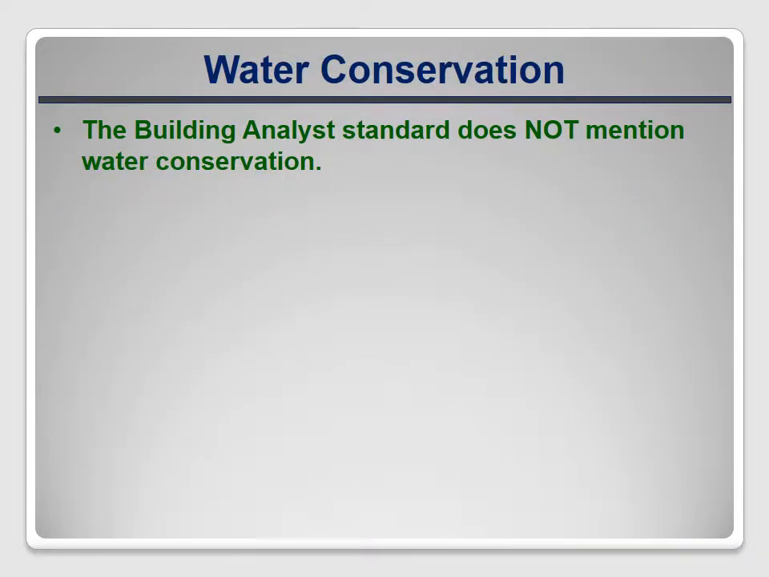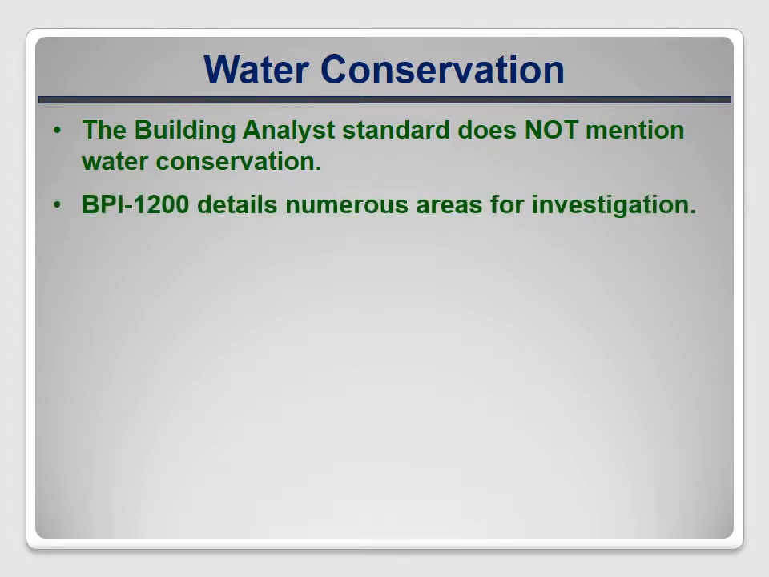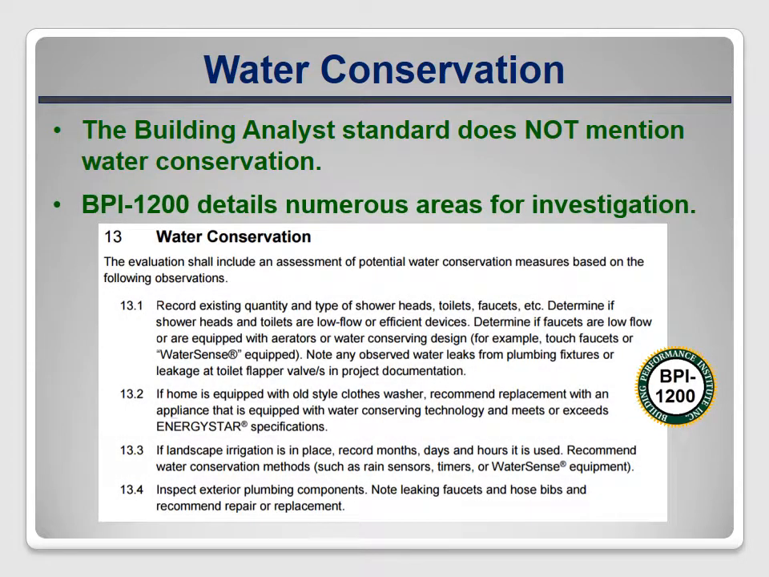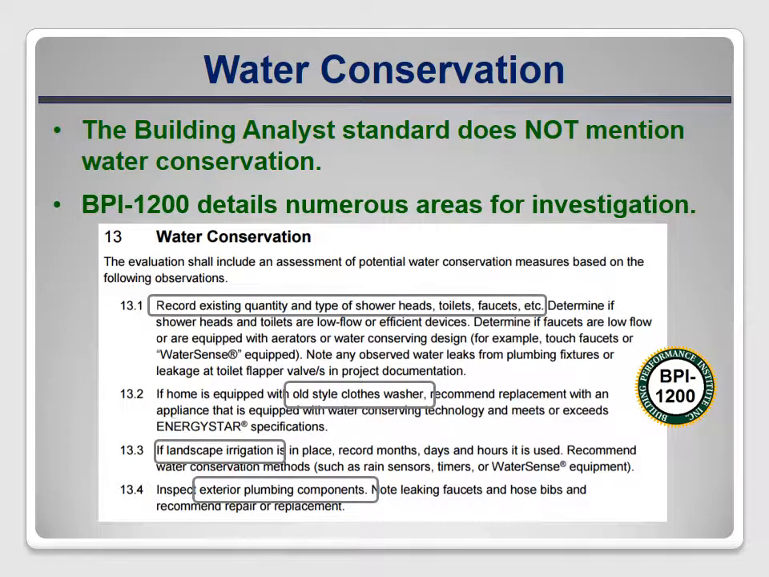The Building Analyst standard doesn't include any requirements for identifying water conservation opportunities either. BPI 1200 again includes detailed procedures for assessing numerous areas. These include shower heads, toilets and faucets, clothes washers, and irrigation systems and other exterior plumbing components.